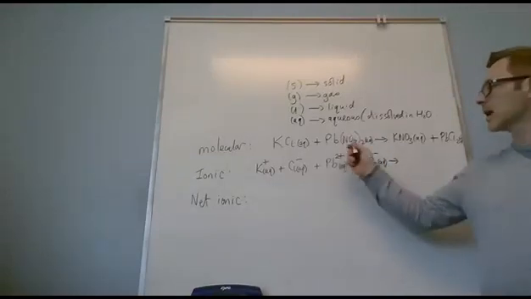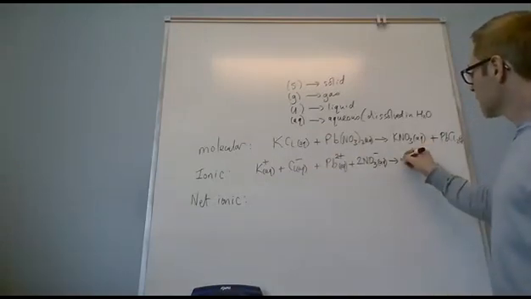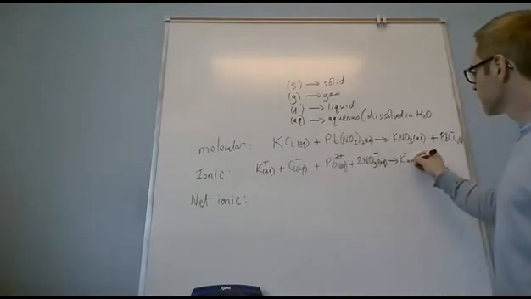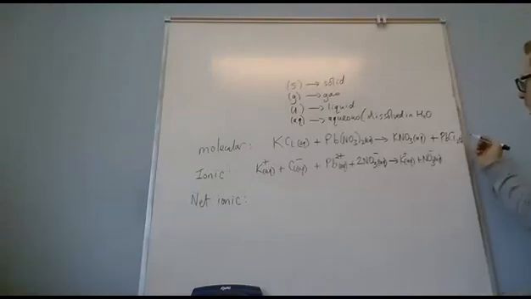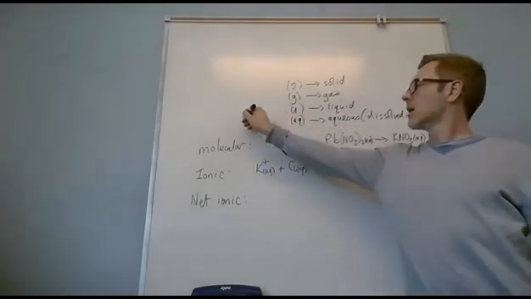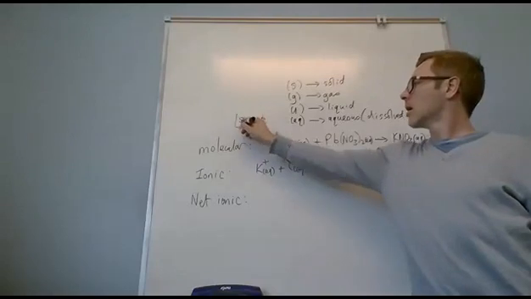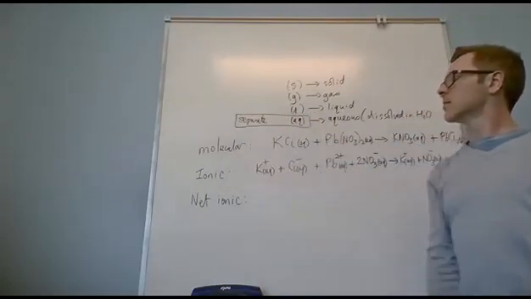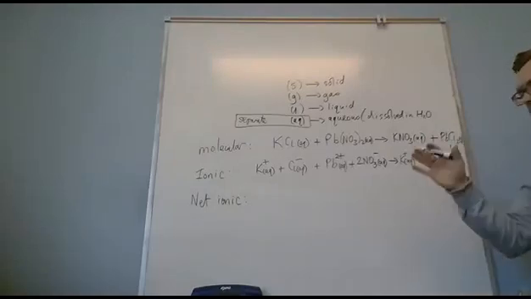Okay, so we've separated the aqueous species into its ions. Here again, we have K plus and NO3 minus. But this species here is solid. You can only separate aqueous. So we just have to leave that alone. That would just transfer as is.